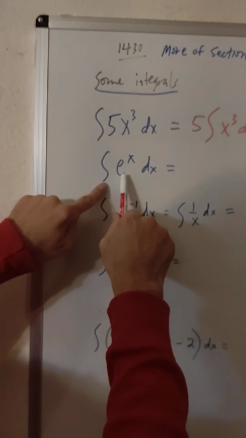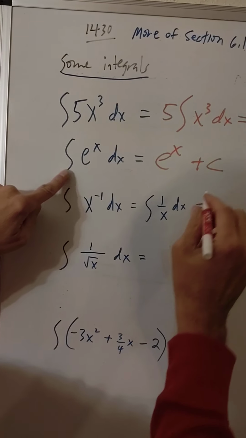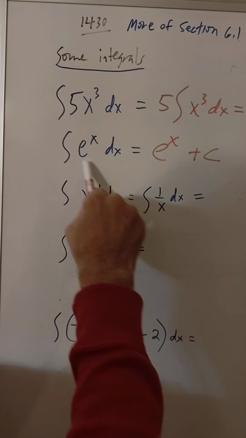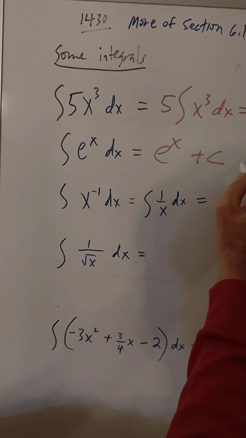Okay, the integral of e to the x dx is always just e to the x plus some c. And here's the proof. If I take the derivative, do I get back to the original? Yes. So we're done with that problem.